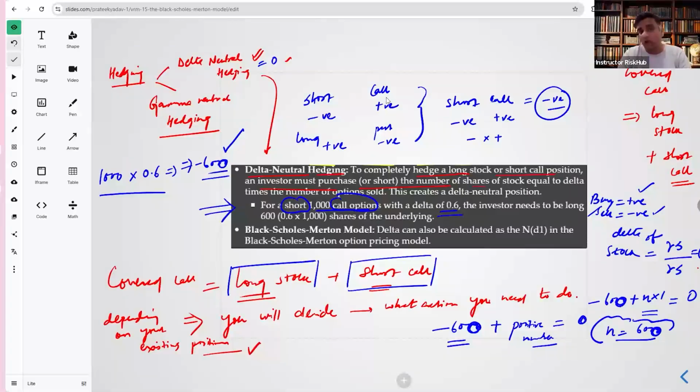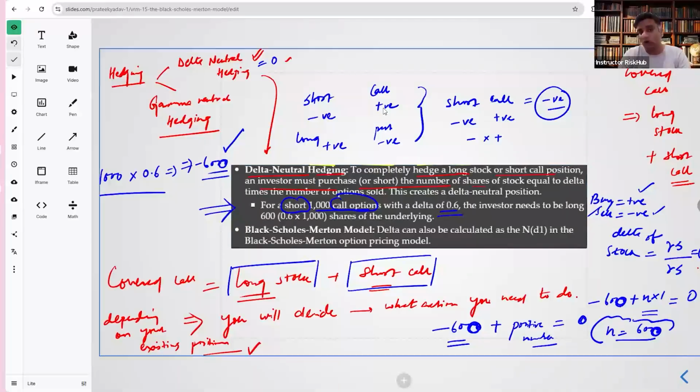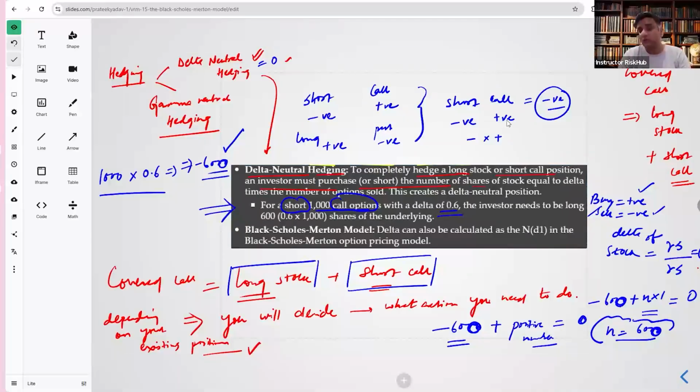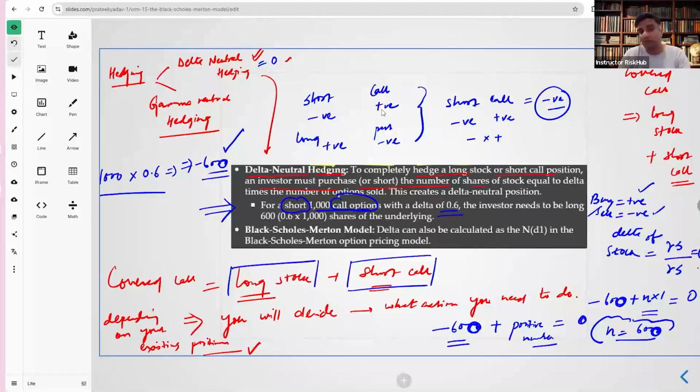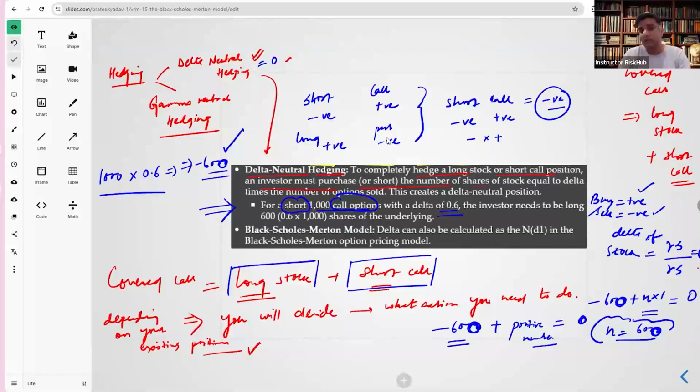Please understand this, how you have to solve and how you have to get the sign. Take short call option. Short has negative sign, long has positive sign. Call has positive sign, put has negative sign. When I join two things, short and call: short negative, call positive, negative into positive becomes negative. If I say short put, negative into negative becomes positive. If I say long call, positive and positive becomes positive. These are the three options which are possible.